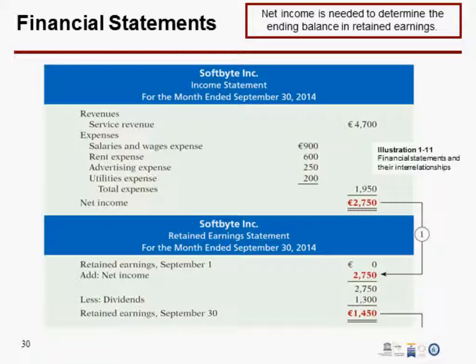So 2,750, and minus the dividend the company issued to Ray and Barbara Neal, the shareholders of SoftBite, 1,300. So 0 plus 2,750 minus 1,300. The ending retained earnings balance has to be 1,450. This 1,450 should go to the balance sheet, which is the statement of financial position.